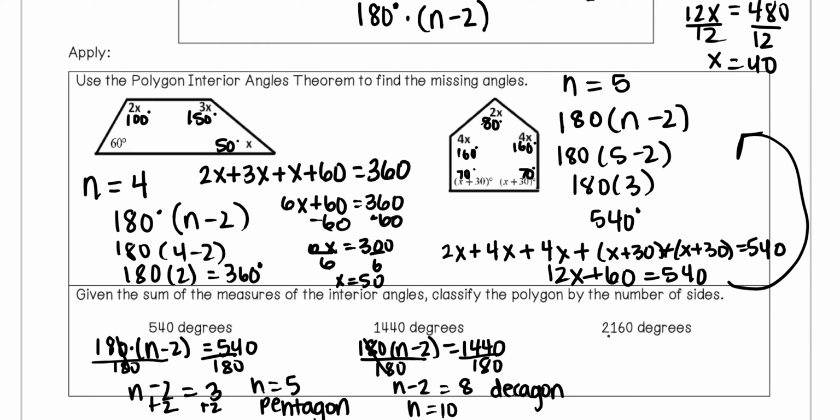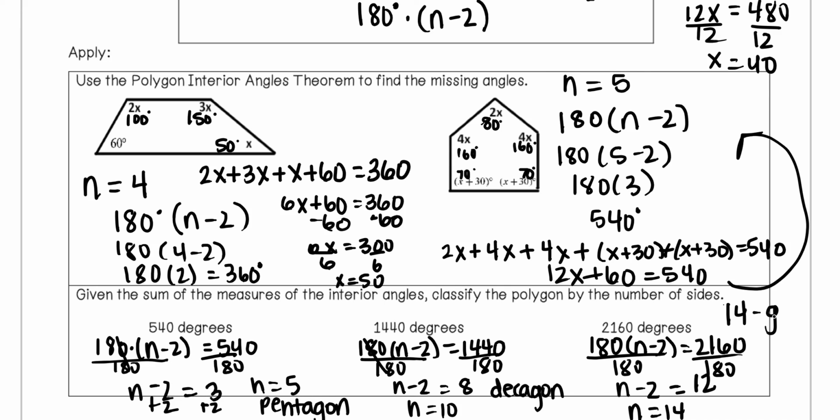And last, we have a 2,160 degree interior angle sum of a polygon. So we'll take our expression to find the sum and set it equal to 2,160. Divide each side by 180, which leaves us with n minus 2 equals 12. We will add 2 to both sides, so n equals 14, which means we have a 14-gon figure.